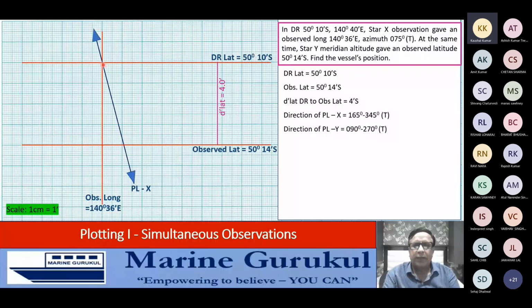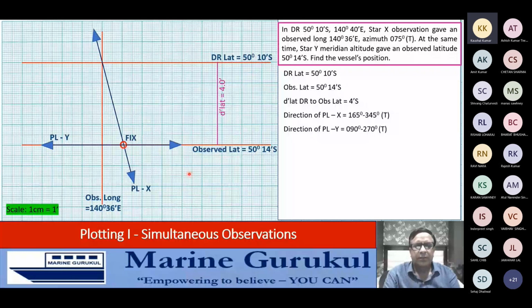PL for star Y is going to coincide with the observed parallel of latitude. So here is the PL for star Y, which you can say should have been drawn through observed lat and DR long. But since it's east-west, it doesn't matter whether DR long is marked or not. Now the two PLs being for the same time, they intersect here. So this becomes the fix of the vessel.